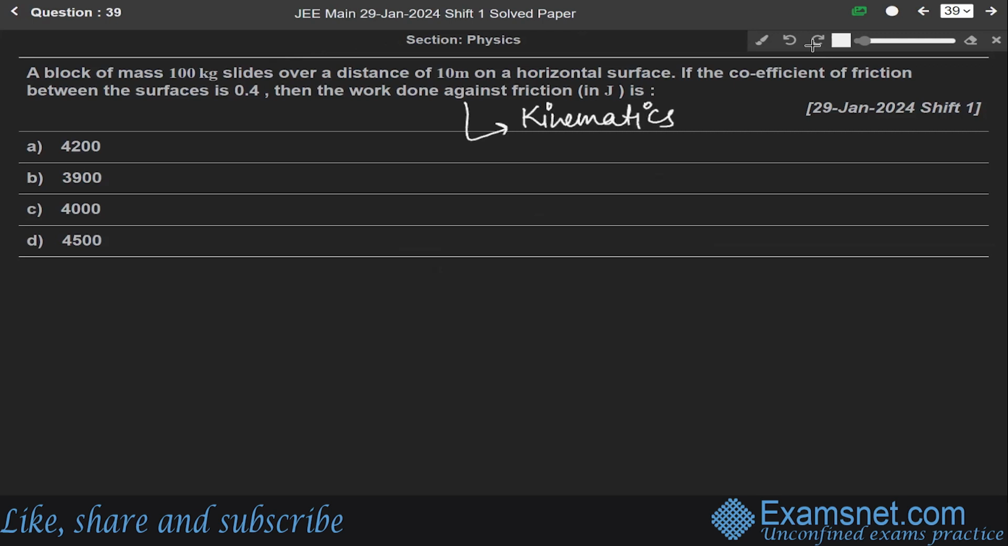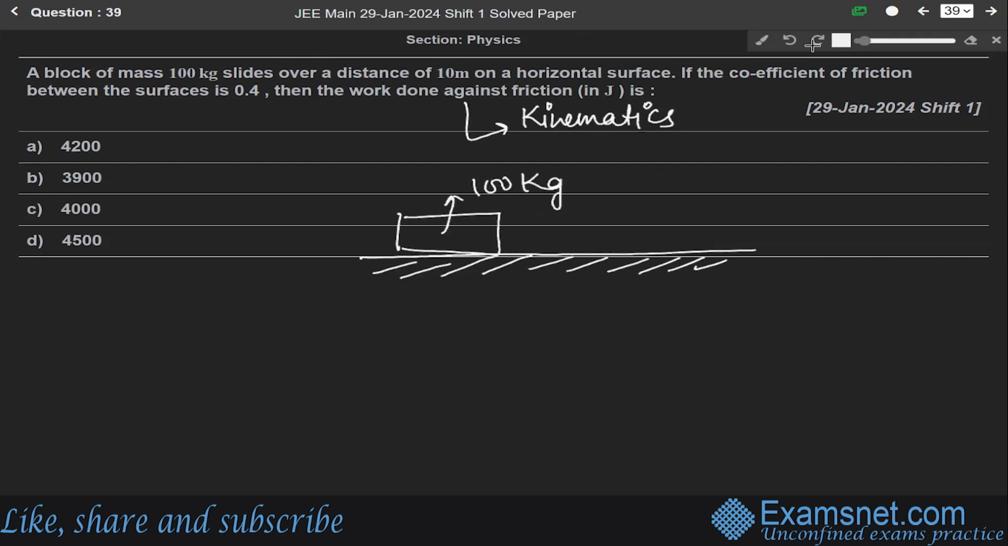According to this question, there is a horizontal surface. A block of mass 100 kg slides over a distance of 10 meters. Given the coefficient of friction mu is equal to 0.4. If the block is moving in this direction, the force is acting in this direction, so the frictional force is acting in the backward direction.